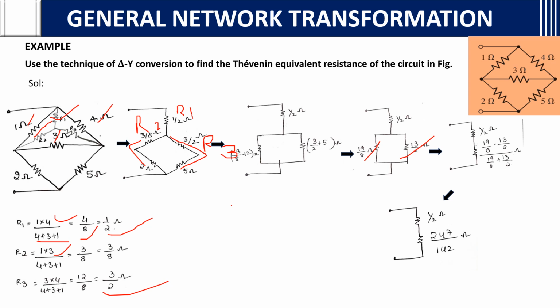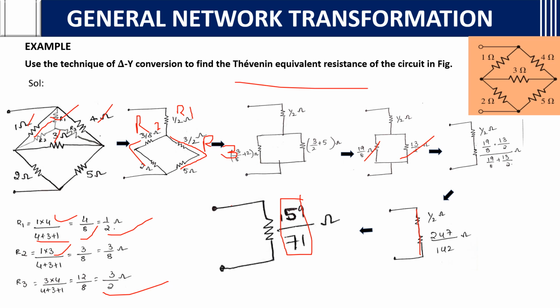And again, these two are in series, so you will add up. After adding, you will get 159 by 71 ohms. You got the Thevenin equivalent resistance. How to find the Thevenin equivalent you will learn in future concepts, but here they directly ask for the Thevenin equivalent resistance, which is nothing but this, RTH. So with delta to Y conversion, you should get the final resistance value.